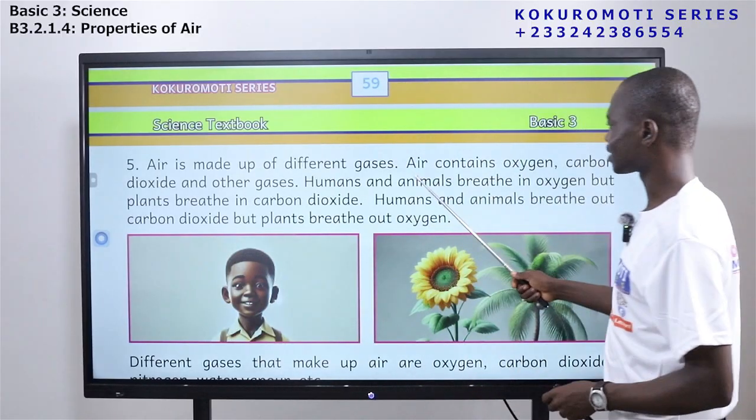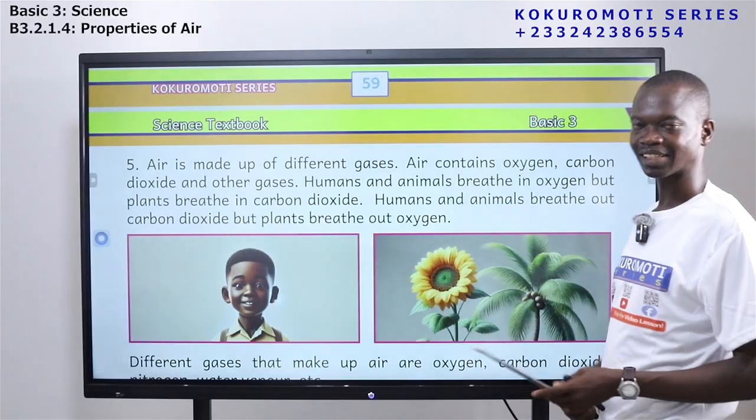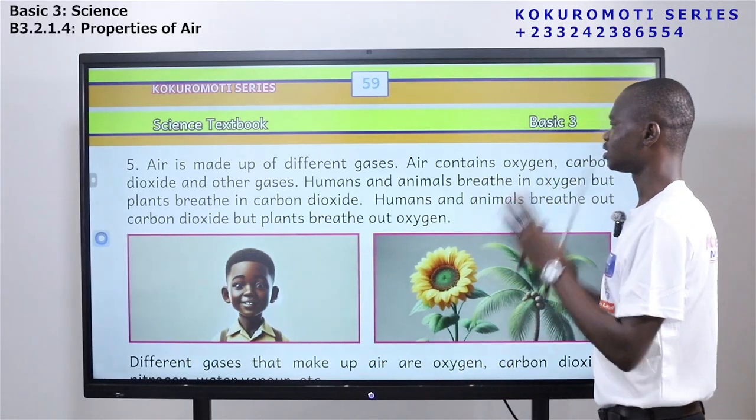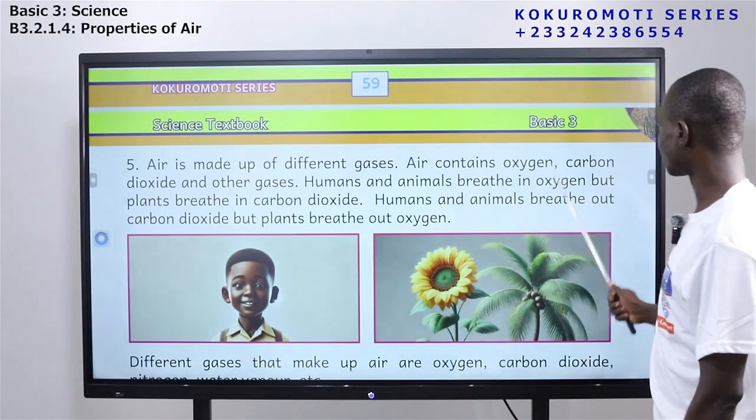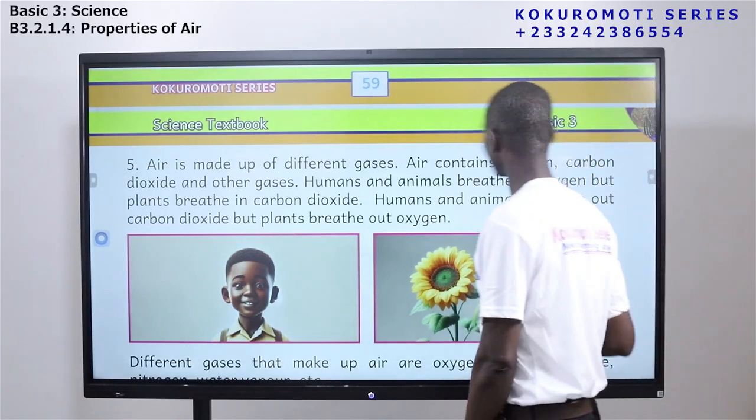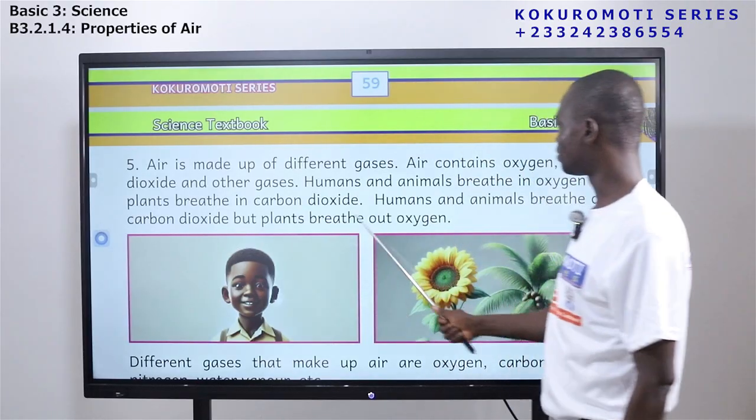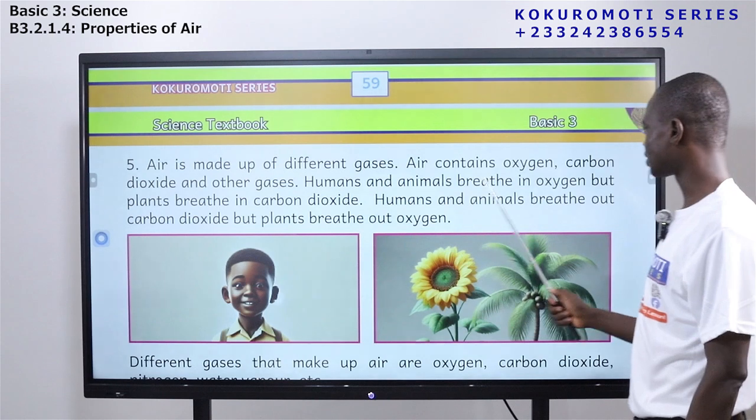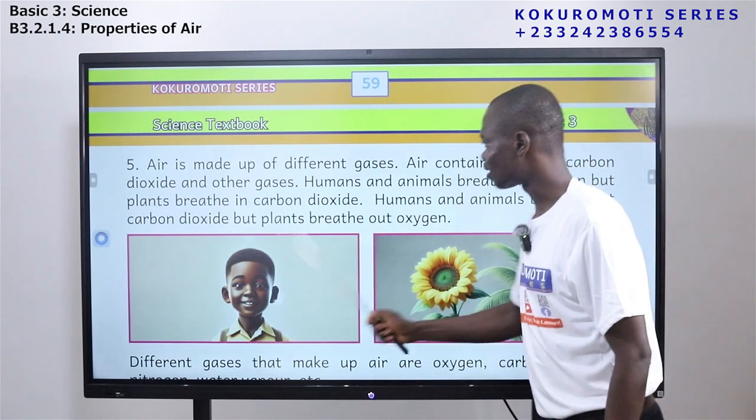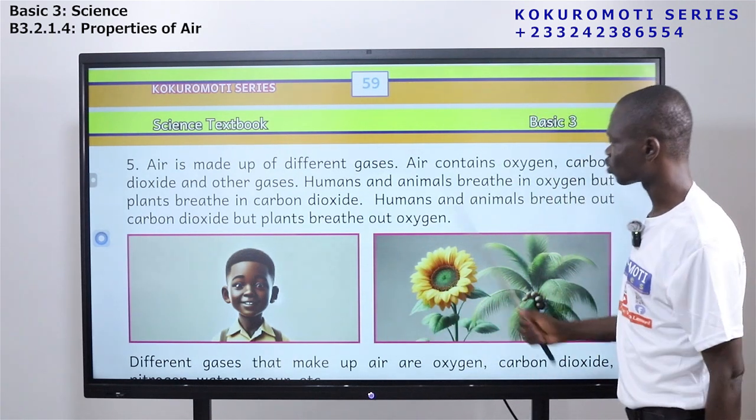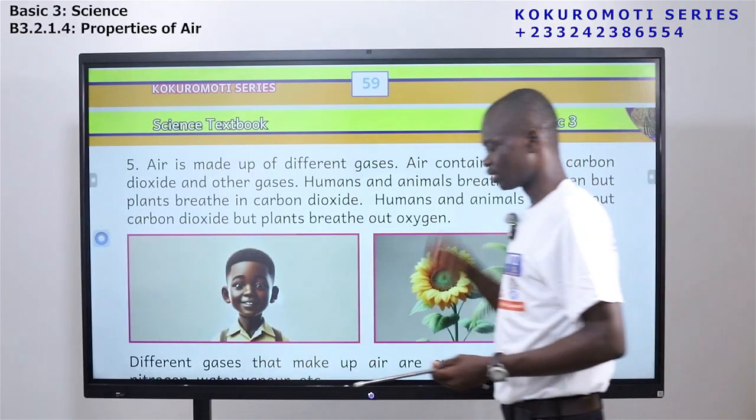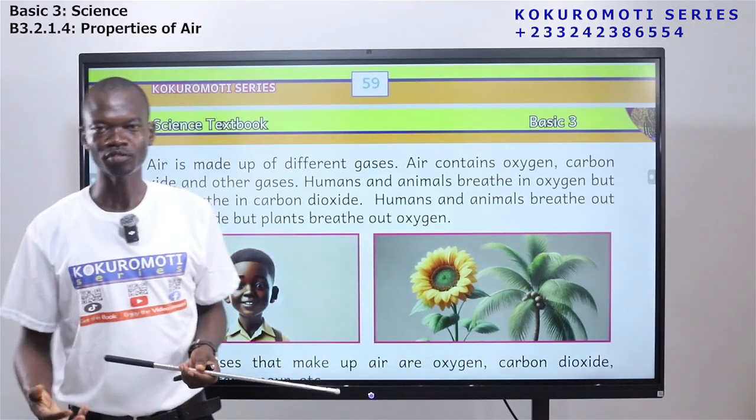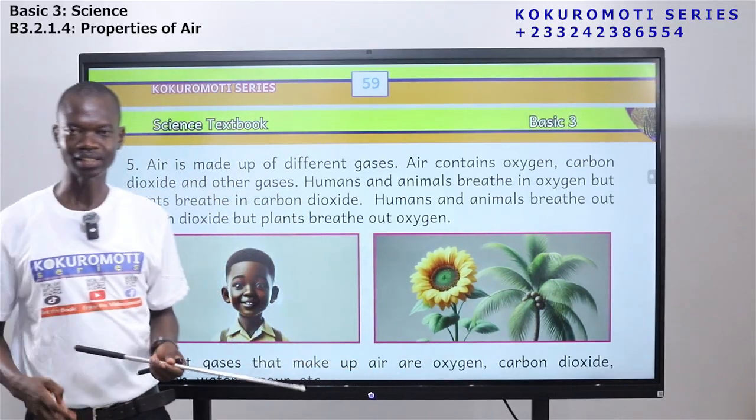Now number 5, this is another property of air. Air is made up of different gases. In the beginning, I explained to you that air is a mixture of what? Gases. Air contains oxygen, carbon dioxide, and other gases. Humans and animals breathe in oxygen, but plants take in carbon dioxide. Humans and animals breathe out carbon dioxide, but plants breathe out what? Oxygen. So you should know that the air that we are talking of is made up of different gases. We have oxygen in it, we have carbon dioxide in it.